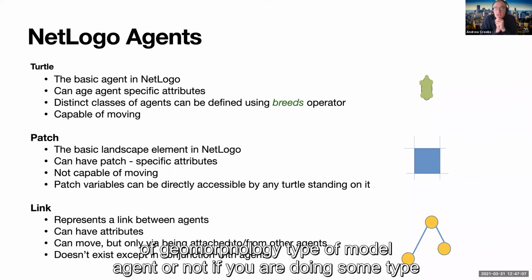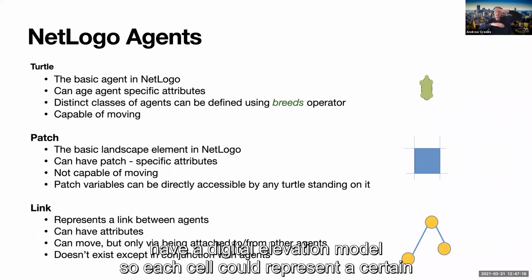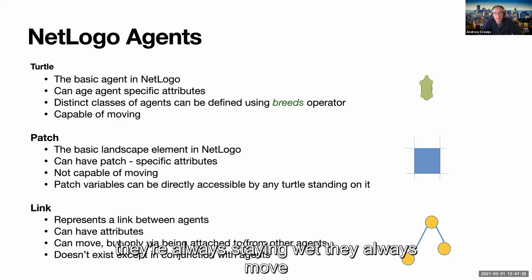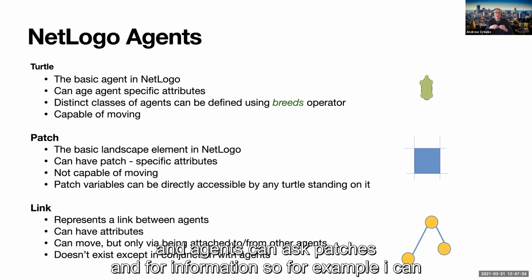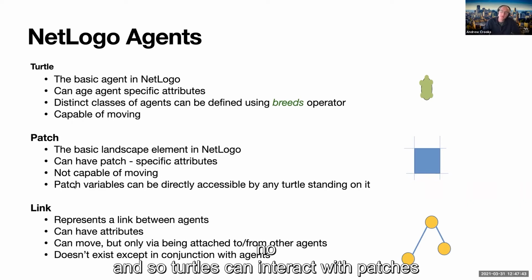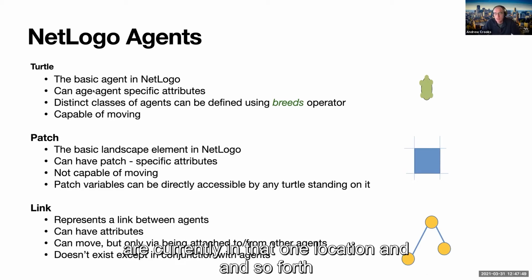If you are doing some type of geomorphology model, maybe soil erosion, you might have a digital elevation model. So each cell could represent a certain height of information there. But unlike agents, patches don't move. They always stay the same. And agents can ask patches for information. So, for example, I can ask a patch if it is currently occupied, yes or no. So turtles can interact with patches, and patches can also count, for example, how many people are currently in that one location, and so forth.